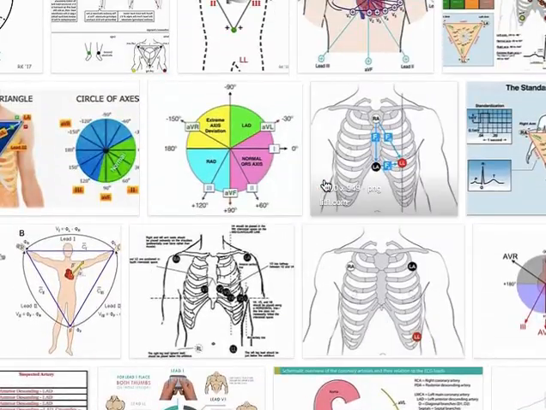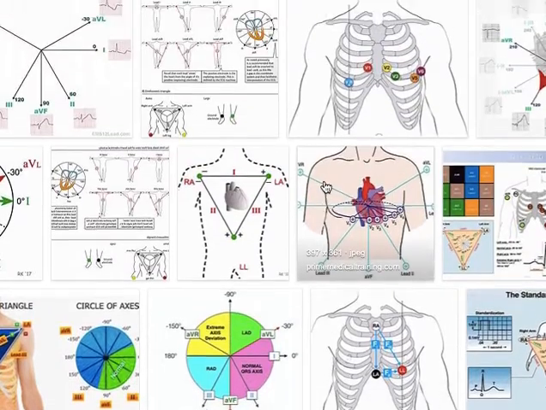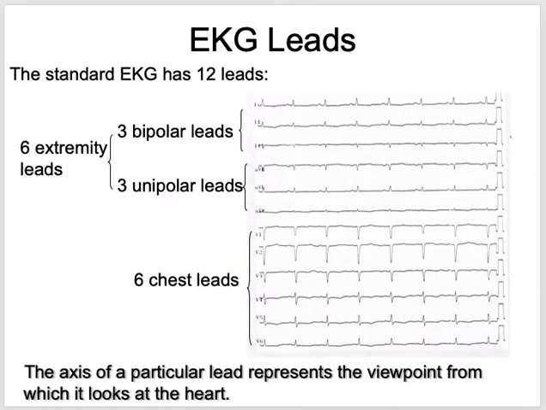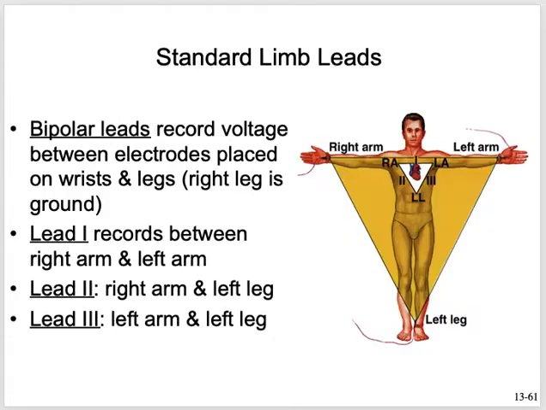Okay, then of course, there are leads which are put on the limbs. There are 6 extremity leads, 3 bipolar leads and 3 unipolar leads. So what are these basically? This is lead 1, this is lead 2, this is lead 3. Then there is LA, RA and left leg lead. So AVL for the left one, AVR for the right one, and AVF for the foot.